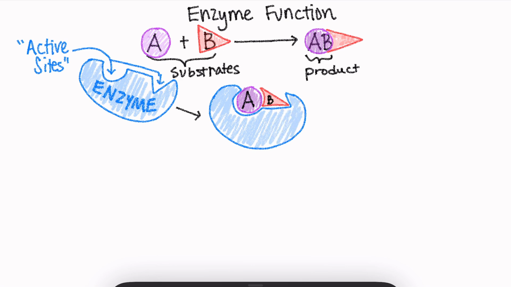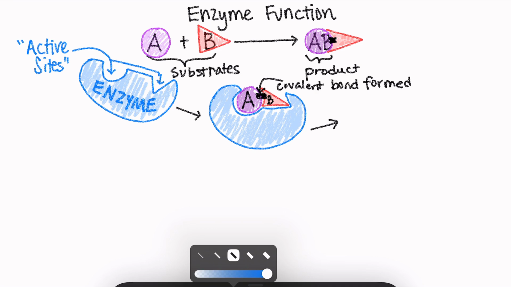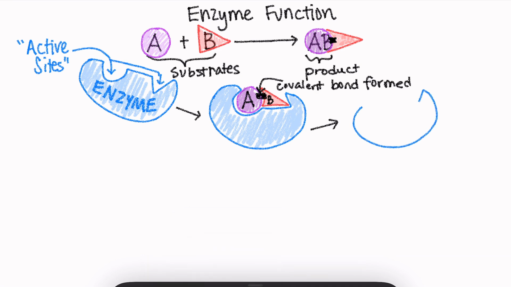It lowers the activation energy. It gives them a place to sit. You can have a covalent bond formed. And remember, I told you that enzymes can be reused. So once it has facilitated this chemical reaction, it goes back to its original shape and it's ready to be reused again.